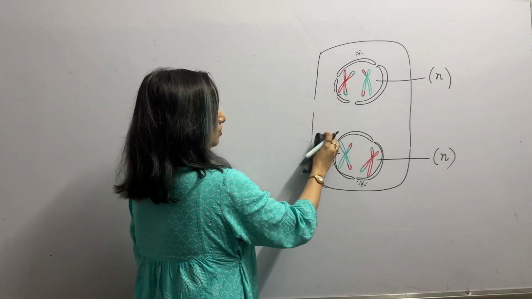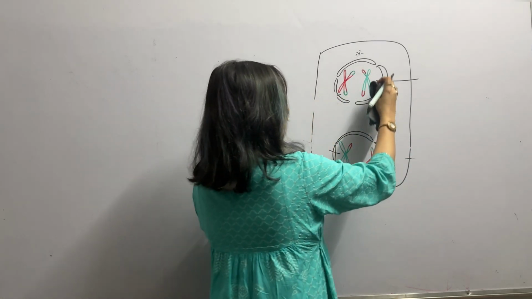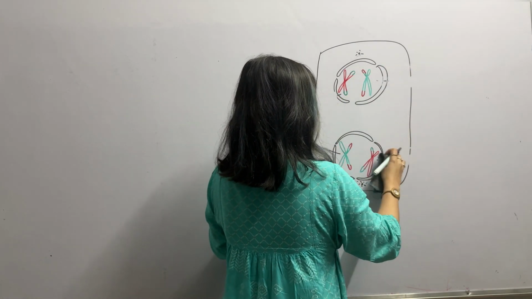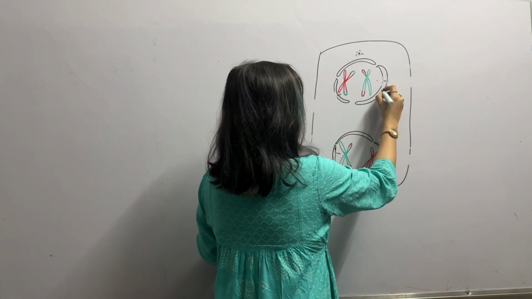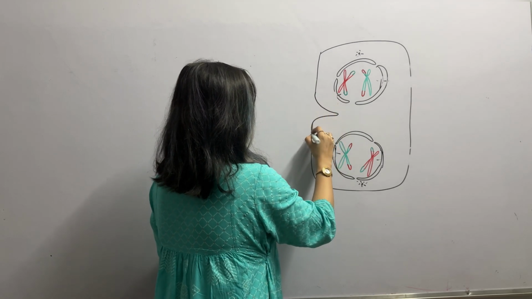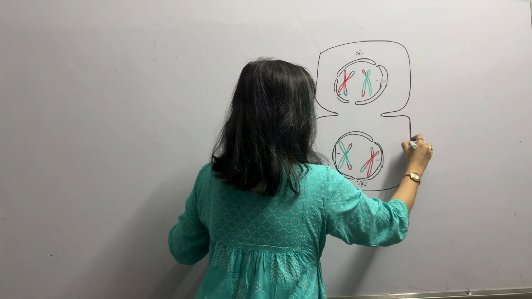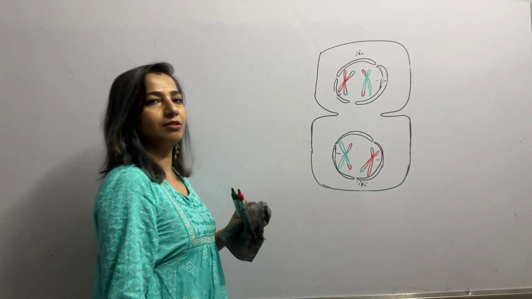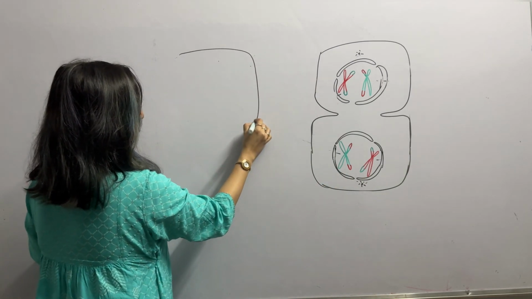So now, as we already know, it is an animal cell. What will happen in cytokinesis? There will be formation of a furrow, isn't it? By formation of a furrow, there will be cytokinesis and production of 2 daughter cells. So in this way, we find production of 2 daughter cells.